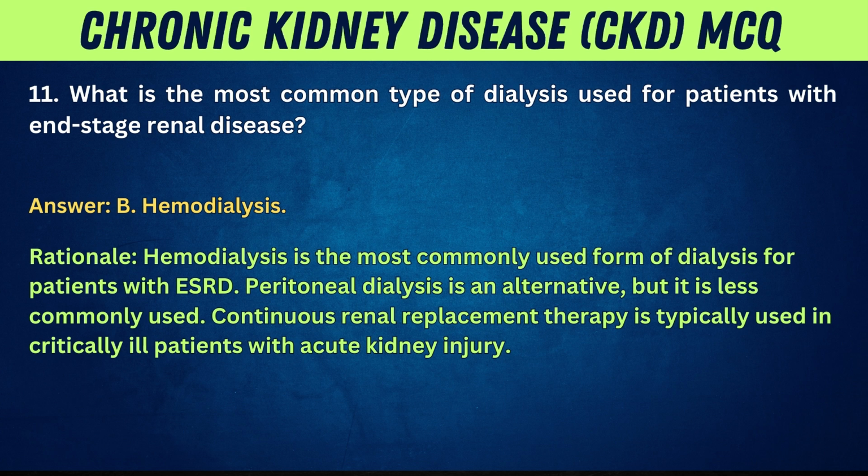Hemodialysis. Rationale: hemodialysis is the most commonly used form of dialysis for patients with ESRD. Peritoneal dialysis is an alternative, but it is less commonly used. Continuous renal replacement therapy is typically used in critically ill patients with acute kidney injury.